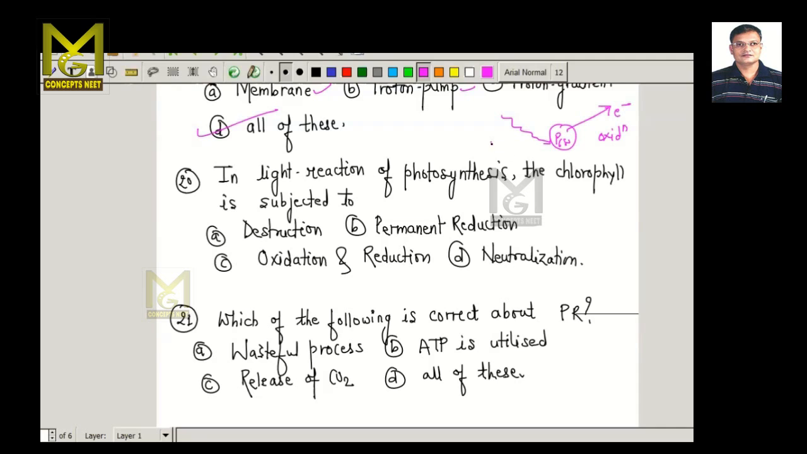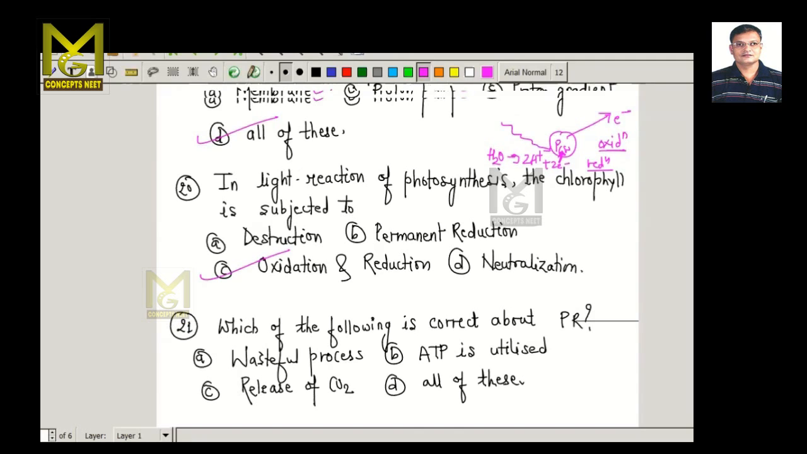Now this is responsible for splitting of the water molecule, and because of that protons and electrons are generated. So this chlorophyll molecule will pull electrons from this water, and therefore it undergoes reduction. First it loses electrons in a process called oxidation, then it gains electrons in the process called reduction. So the correct option in this case is both oxidation and reduction. C is the correct option.